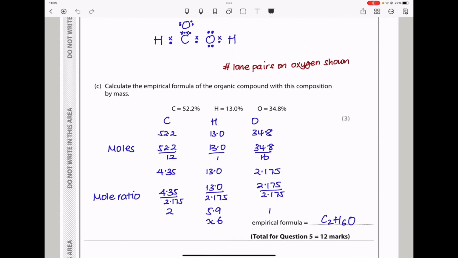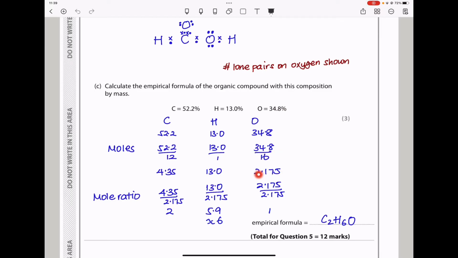Next, they say, calculate the empirical formula of the organic compound with this composition by mass. So we have 52.2% carbon, 13.0% hydrogen, and 34.8% oxygen. So carbon, hydrogen, oxygen. The number of moles are going to be 52.2 divided by 12, which is that. For hydrogen, 13 divided by 1, which is that. And for oxygen, 34.8 divided by 16, which is that.